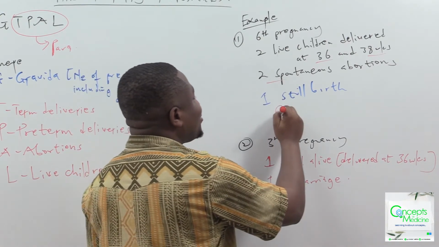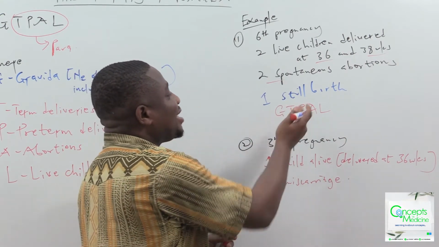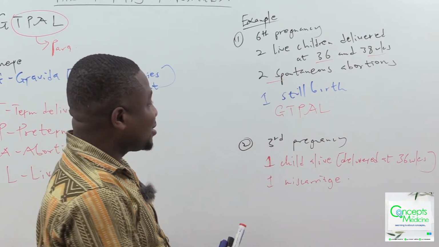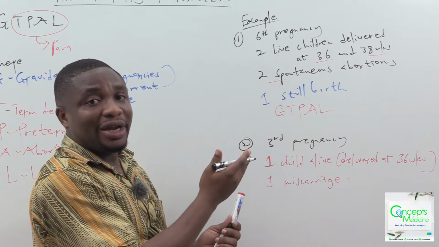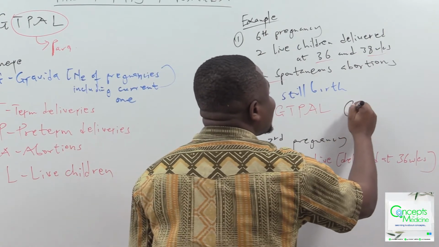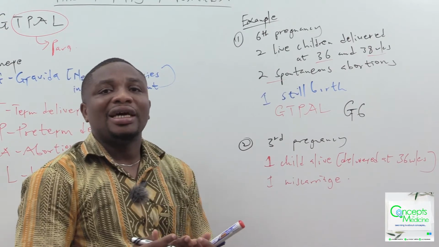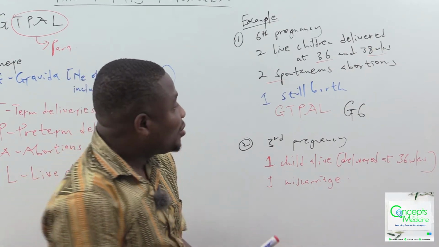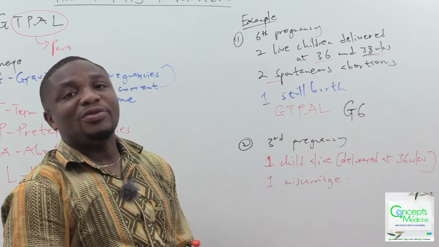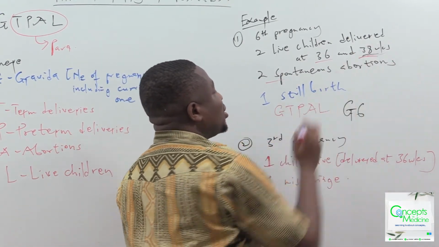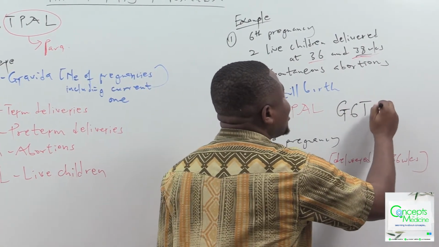So using the GTPAL, it means we are going to write in the numbers by the letters. So in that case, we are going to have how many pregnancies that she has, including the current one? 6. So we have G6. Then the next one is a T, that's term. Term, we said at least 37 weeks of gestation. If you look very well here, 2 live children, but only 1 has crossed the 37 weeks, which is the term delivery. So it means that in that case, for the term, we will have only 1.